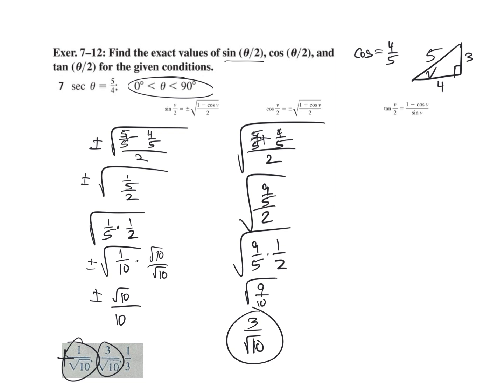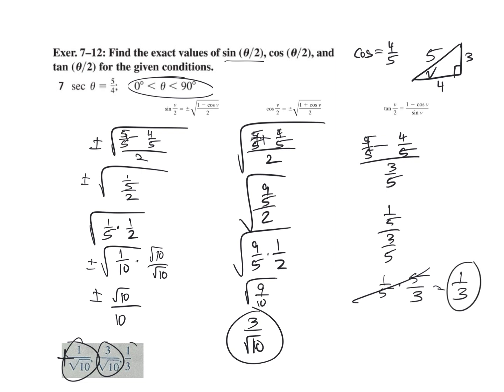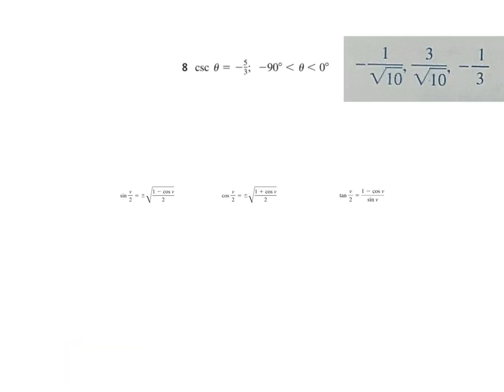And then also, tangent is positive in the first quadrant, and the half angle of it is also positive. So 1 minus the cosine over the sine, 3/5. So 5 over 5 again, that gives us 1/5 over 3/5, which is 1/5 times 5/3, which is 1/3. And that's the final answer.